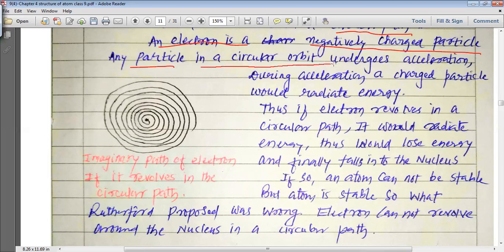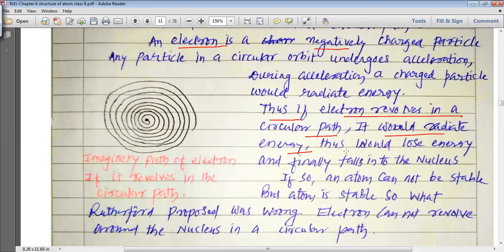Any particle in a circular orbit undergoes acceleration, and during the acceleration, a charged particle will radiate energy. So this is a general rule, my dear students, that if any charged particle revolves in a circular path, this charged particle has to radiate energy. Electron is a negatively charged particle, and that is why when this electron revolves in a circular path, it has to radiate energy. Thus, it would lose energy and finally fall into the nucleus.